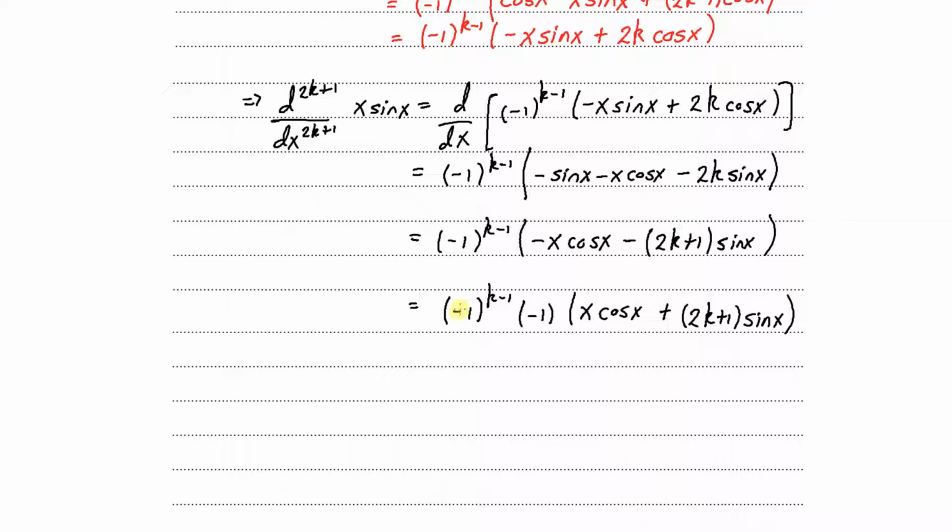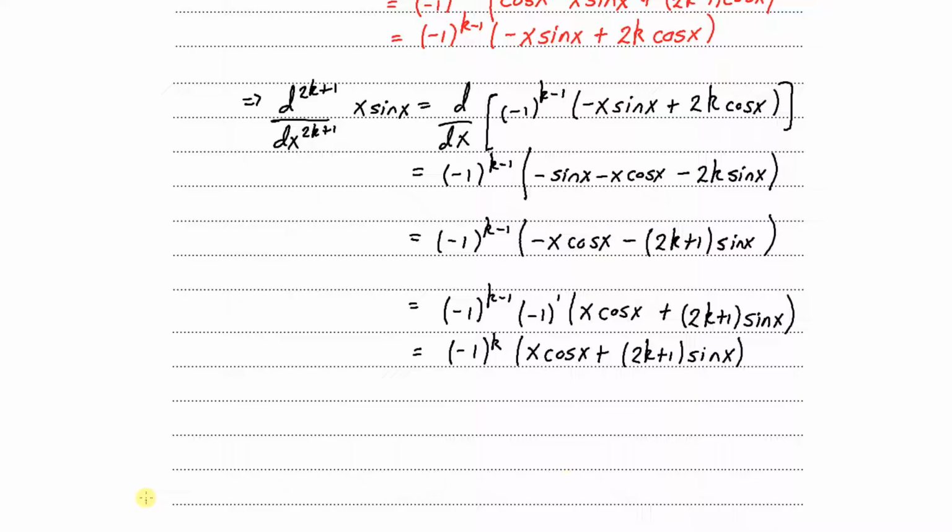Now multiplying minus 1 to the k minus 1 times minus 1 here, which is a power 1, we can add the powers to get minus 1 to the k, of x cos x plus 2k plus 1 sine x. And what we have here is the proof.